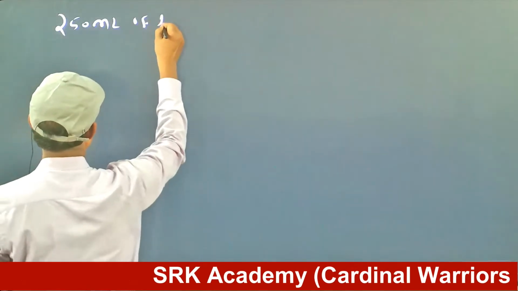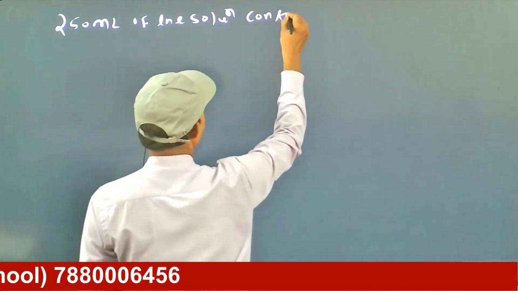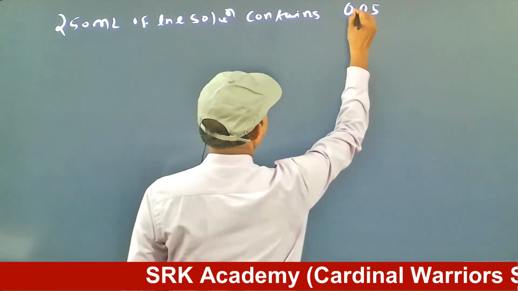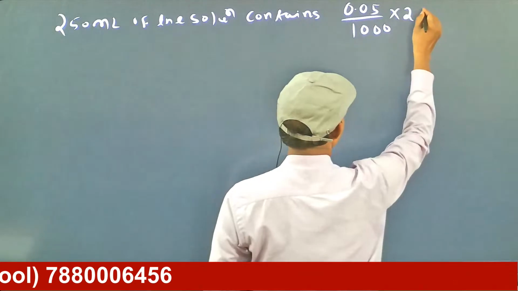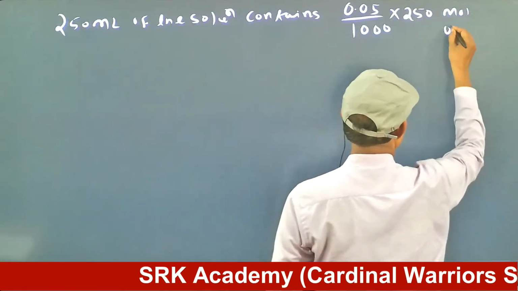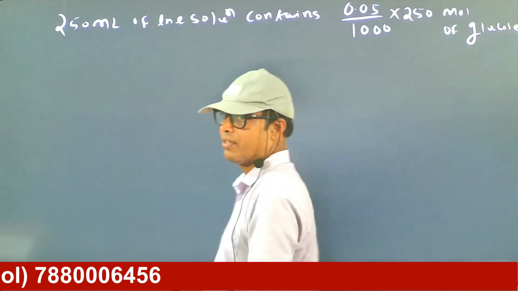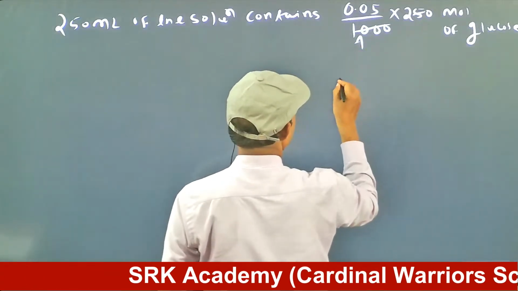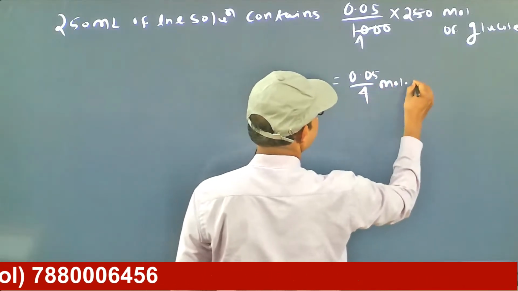250 ml of the solution contains 0.05 divided by 1000 multiplied by 250. This much mole of glucose. Understood? So this is equal to what? 4. That is 0.05 upon 4 mole of glucose.